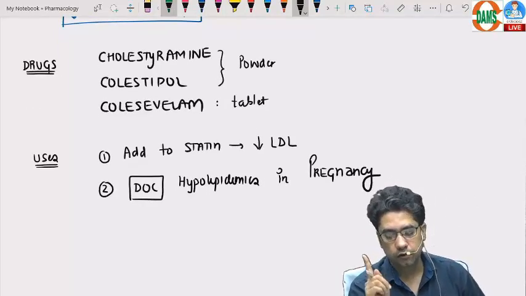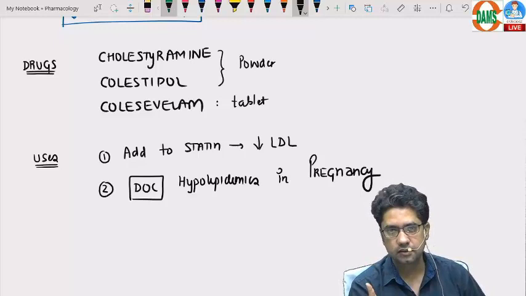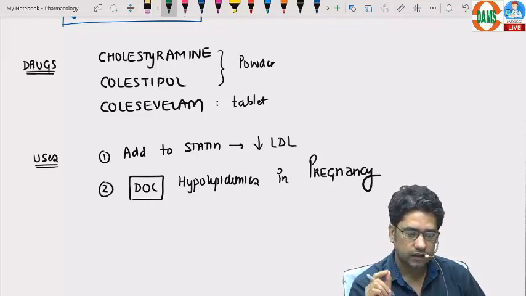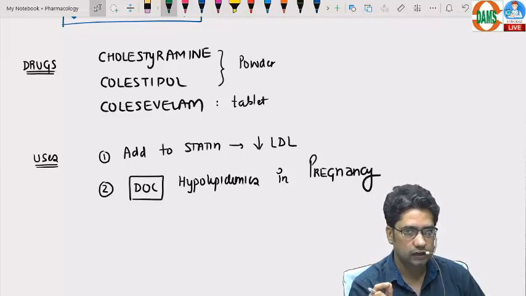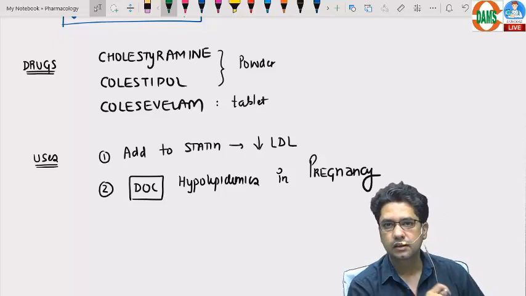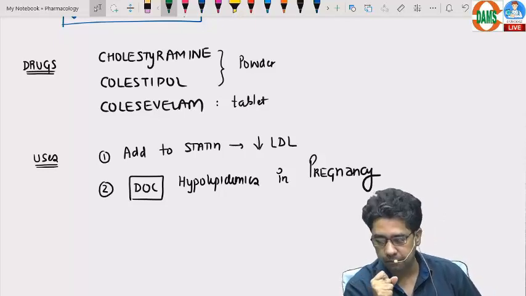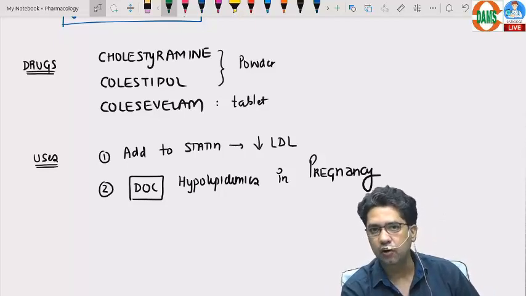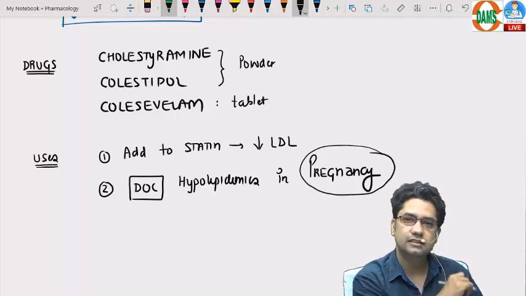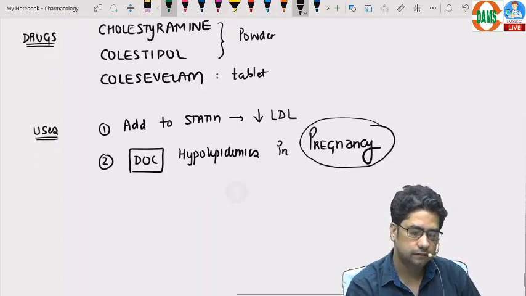If you want to reduce lipid level in pregnancy, the only drug we have is resins, because resins, when you give orally, are not absorbed into the blood. They will just bind to bile and are excreted out of the body. So what is the drug of choice in pregnancy? Resins, because they are not absorbed in blood.